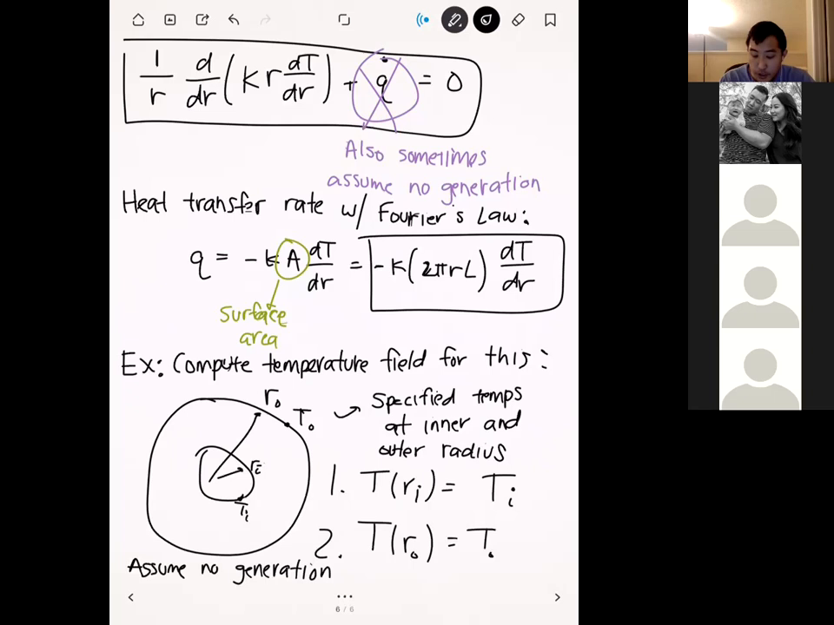Let's use the equation at the top right here to solve for the temperature field, or the temperature distribution. What we want from this is T as a function of r. We're going to integrate this expression up here, get our two arbitrary constants, and then use the boundary conditions to solve for those constants. Any questions on this example or this page before we get started?